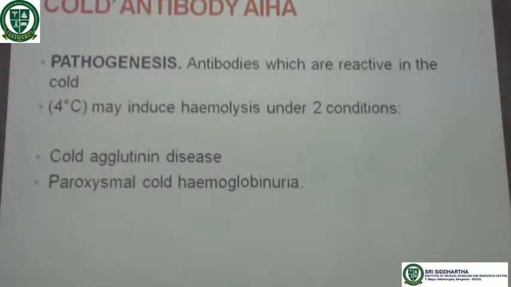Cold, the first name is cold, very cold condition. Agglutinin reaction. Okay, it's a disease. The second one is paroxysmal cold hemoglobinuria. Paroxysmal means sudden. Cold, low temperature. Hemoglobinuria, uria is urine, presence of hemoglobin in urine. So paroxysmal, suddenly at a cold temperature you are getting hemoglobinuria, hemoglobin in the urine. That is known as paroxysmal cold hemoglobinuria.